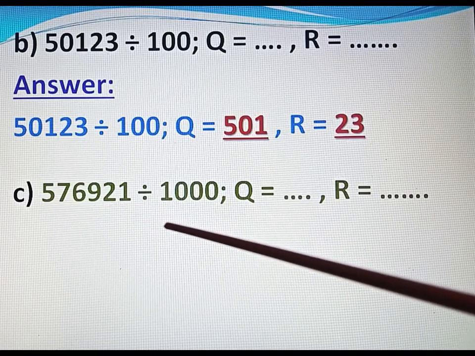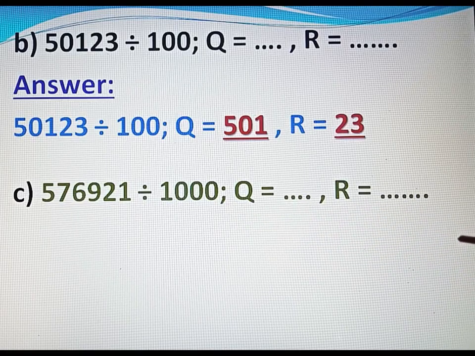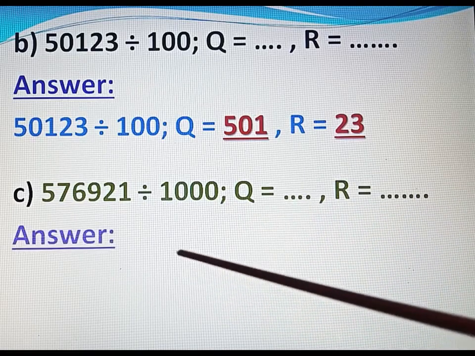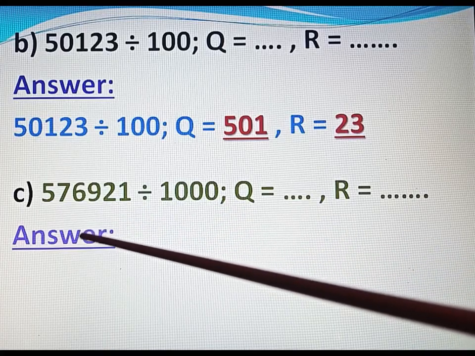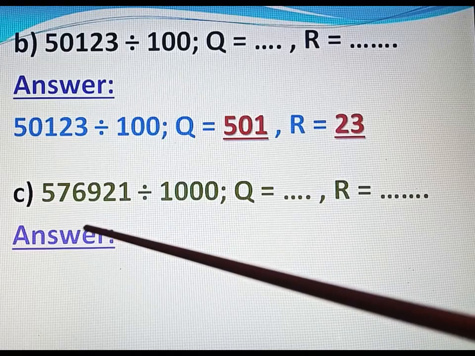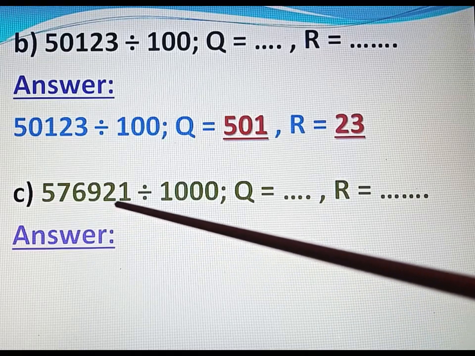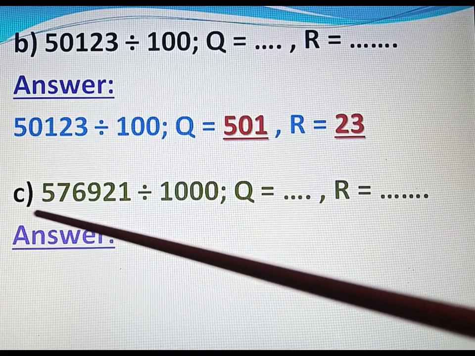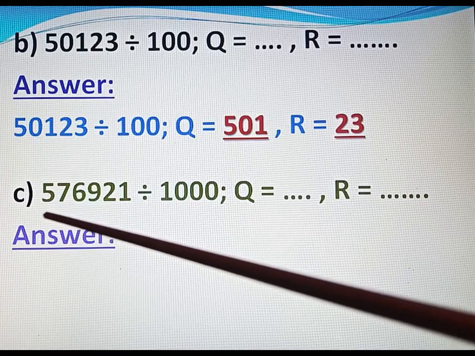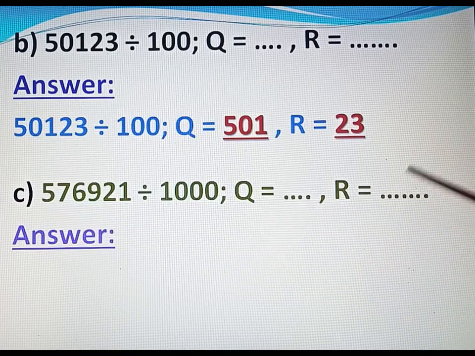5,76,921 divide 1,000, quotient equal dash, remainder equal dash. See, if 1,000 is the divisor, then the number formed by the last 3 digits in the dividend, that is 921, is the remainder, and the number formed by the remaining digits, that is 576, is the quotient.